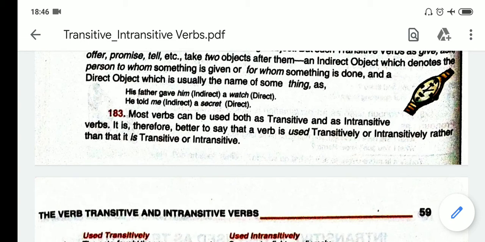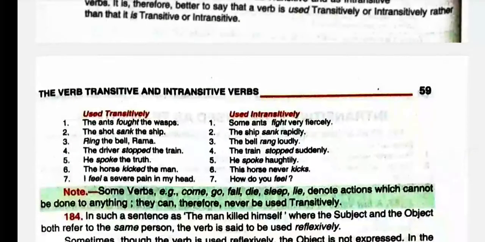You should not say that this is a transitive verb or this is an intransitive verb, because a verb in one sentence may be used as a transitive verb, or in the second sentence it is used as an intransitive verb. So you must say that this verb in this sentence is used transitively and this verb in this sentence is used intransitively, because one verb can be used both transitively and intransitively, so they cannot be labeled transitive or intransitive verbs. Very important point. Now see the examples here.